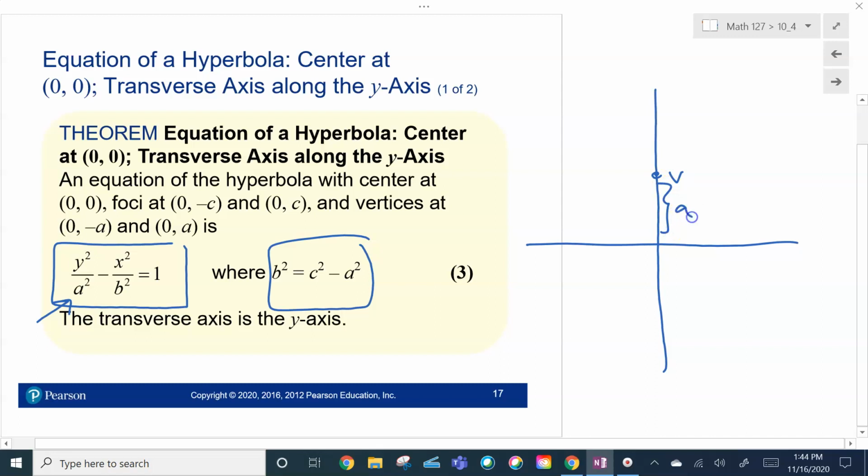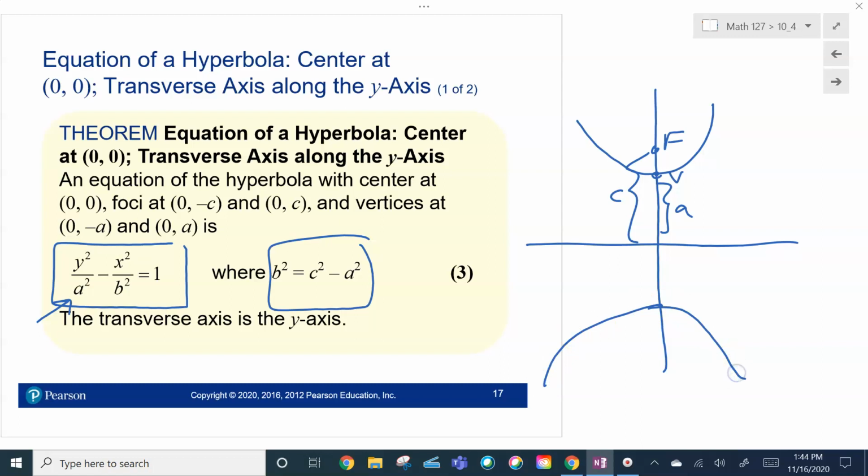Vertex a distance, and wrapping around your focus c distance, right? Oops, I didn't draw that very good, but vertex, focus, and then your conjugate axis will be b distance away for your imaginary rectangle for your asymptotes. Oops, I didn't draw that through b.